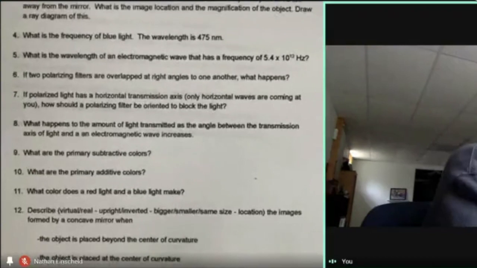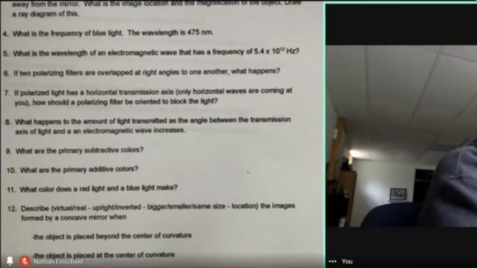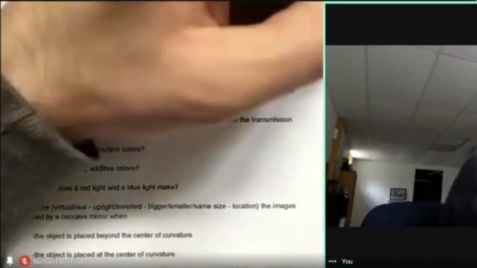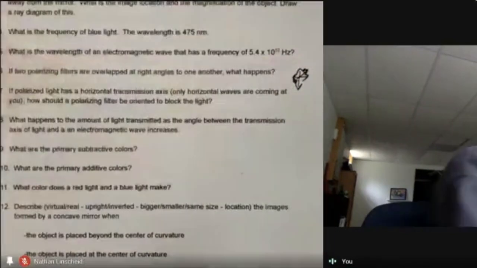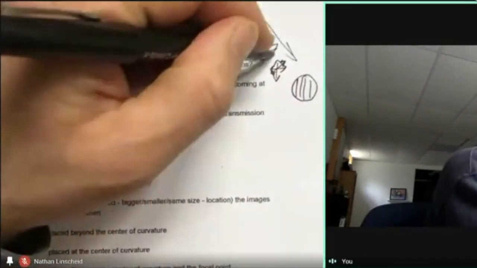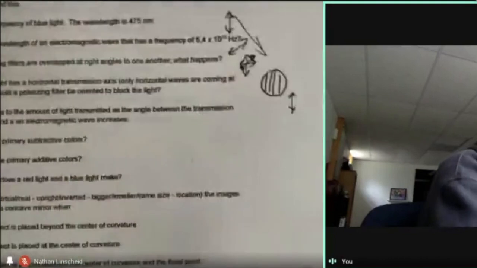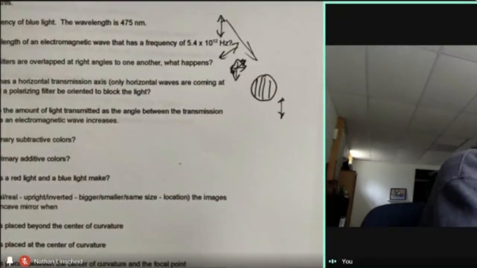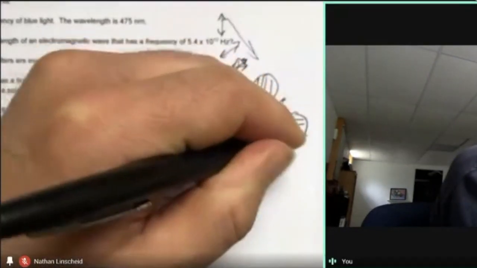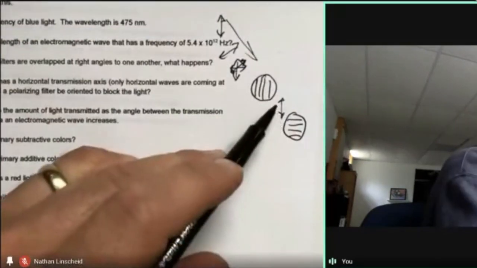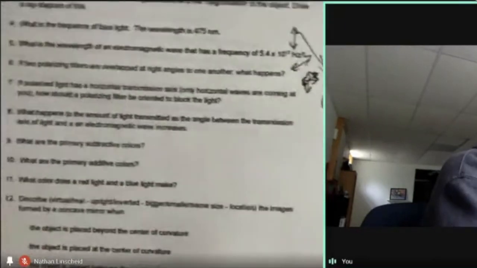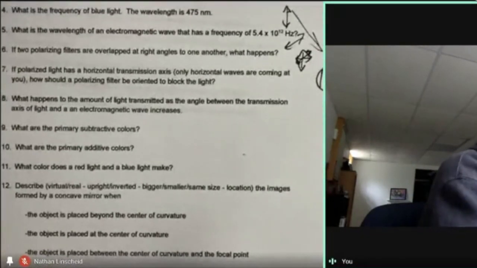Number 6, if two polarizing filters are overlapped at right angles to one another, what happens? So if you watch the notes, basically you have light. Light comes at us in all different directions, up, down, left, right, every degree. A polarizer is kind of like a picket fence. So if this light is coming this direction in all the different orientations of it, the only things that can get through are the vertically polarized packets of light. Now, if you take another polarizing filter oriented at 90 degrees, that vertically polarized light will not get through here and you will get no transmission. So if you have two polarizing filters overlapped at right angles to one another, there is no transmission.